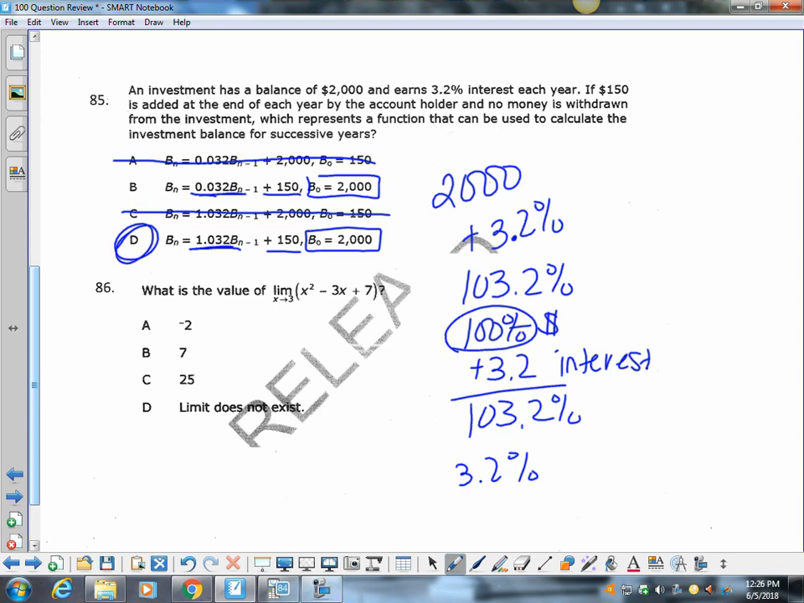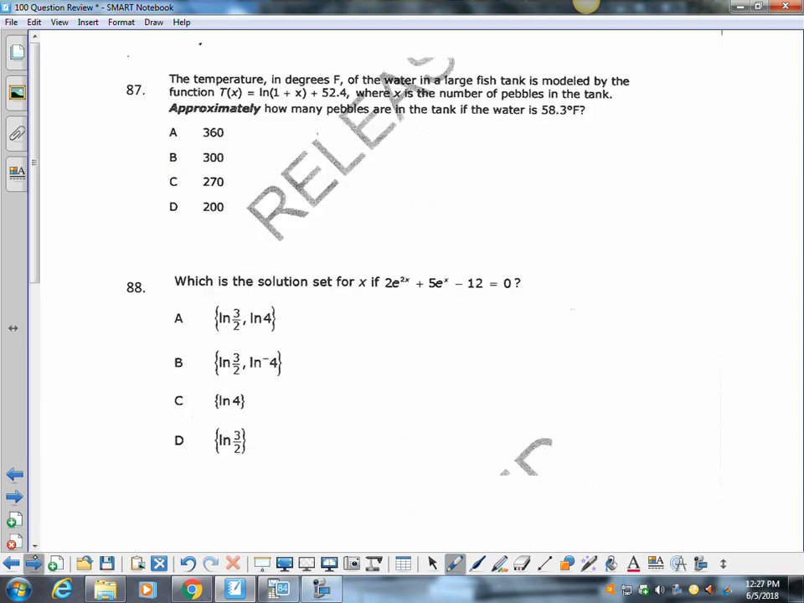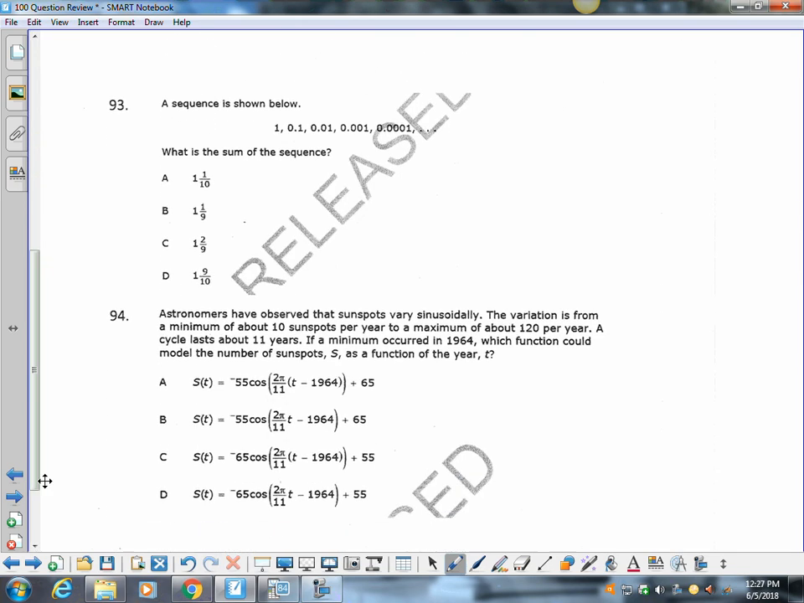Okay, now we're going to go to 93. Okay, my R is just a 0.1. It's infinite. So first term over 1 minus my R. Very carefully type that in. And then if you can go math fraction, it'll tell you that it's 10/9, which is 1 1/9.